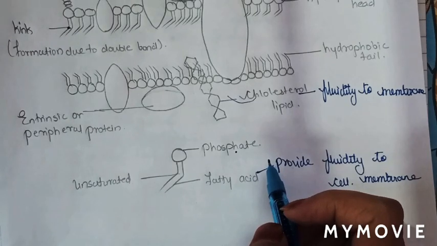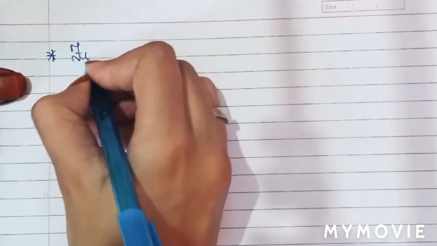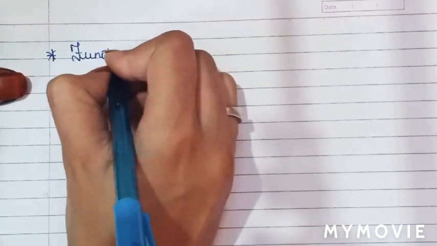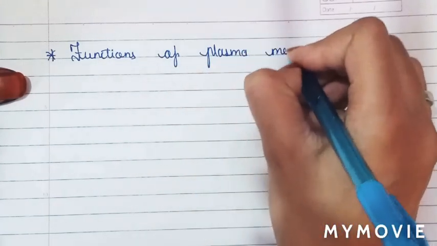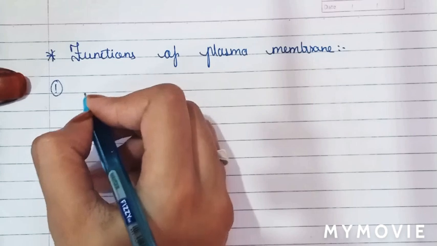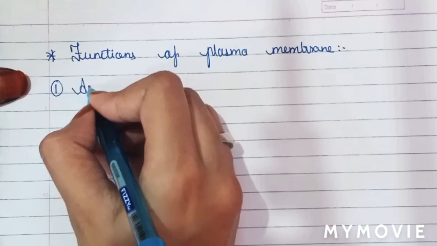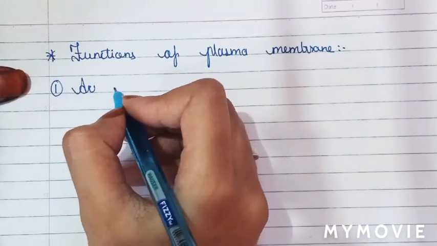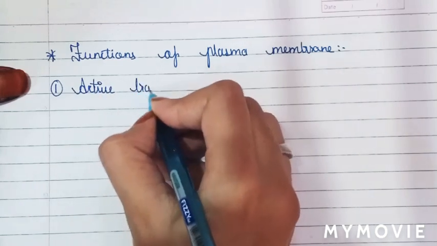Now we are going to see the functions of the plasma membrane or the cell membrane. So we will write here: functions of plasma membrane or cell membrane. The first function of the plasma membrane is transport. First we are going to see active transport, then we are going to see passive transport. Active transport.